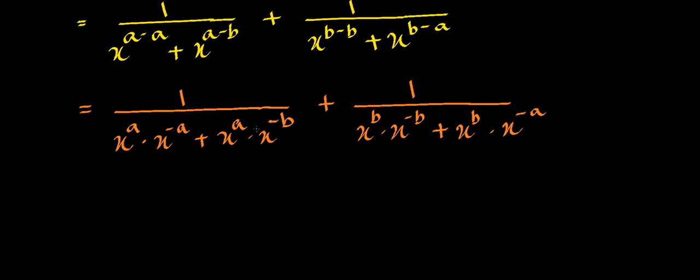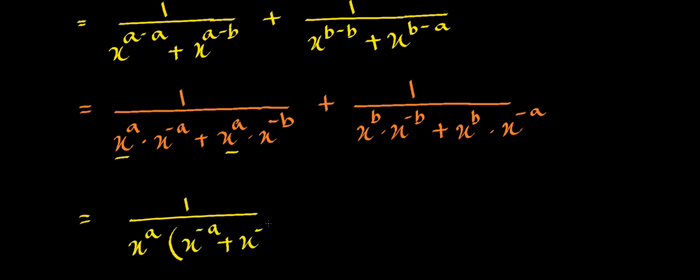Now try to understand over here what happens. Why are we doing this? We are actually trying to factorize it. Here we see x raised to a and x raised to a is common over here. So we say 1 upon, this common factor we remove, x raised to a common factor into x raised to minus a plus x raised to minus b.